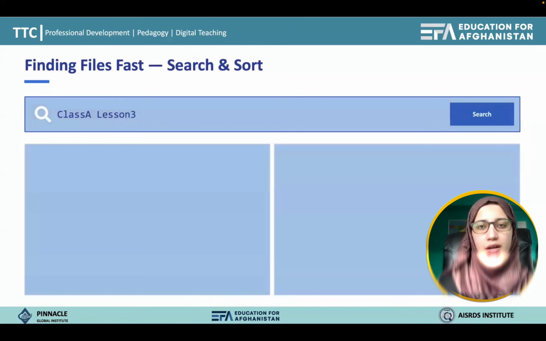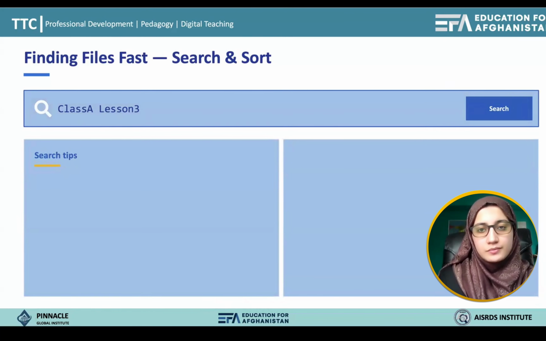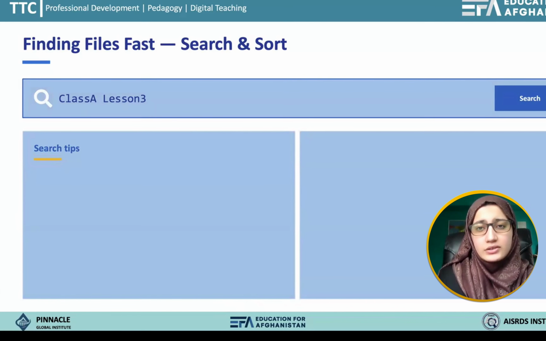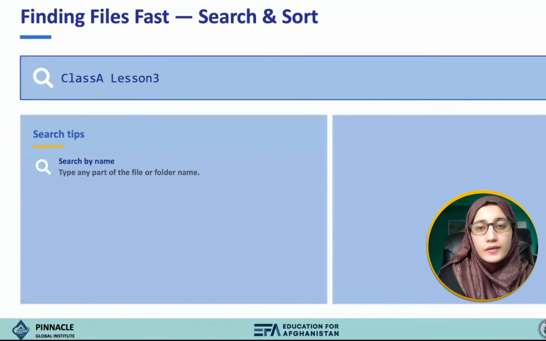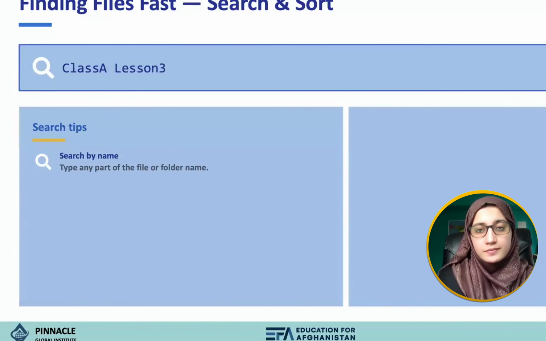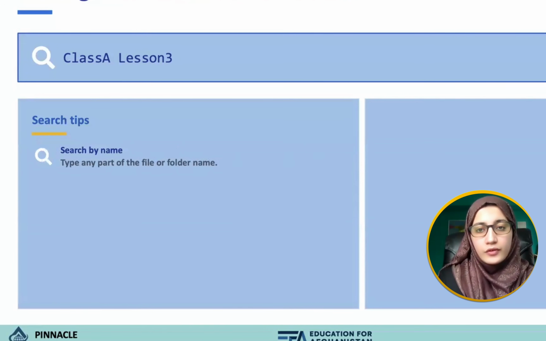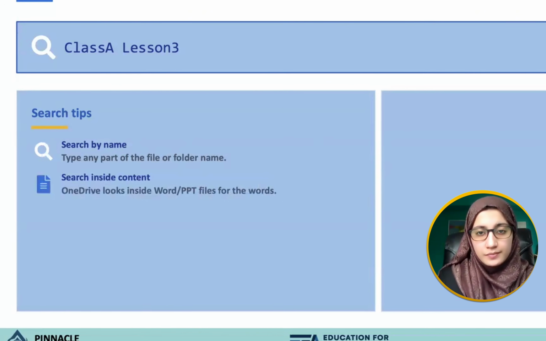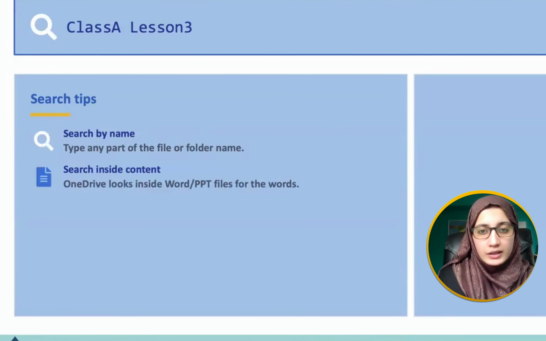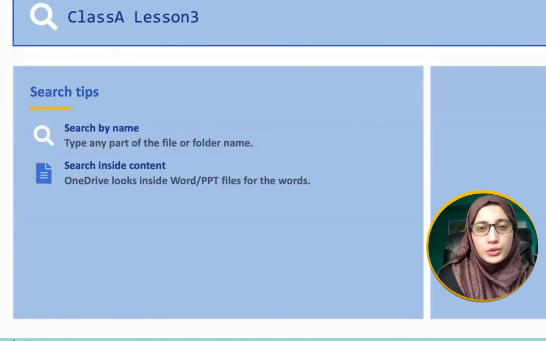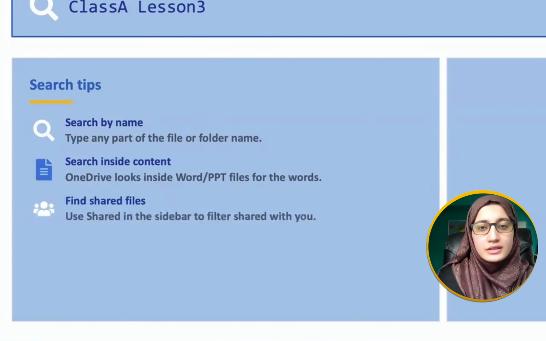As your OneDrive grows, search and sort become very important. You may have hundreds of files after one term: lesson plans, slides, attendance sheets, quizzes, student submissions, and notes. Instead of opening every folder, use the search box. You can search by file name, for example, type Class A Lesson 3. In many cases, OneDrive can also search inside Word or PowerPoint files, which helps when you remember a topic but not the exact file name.